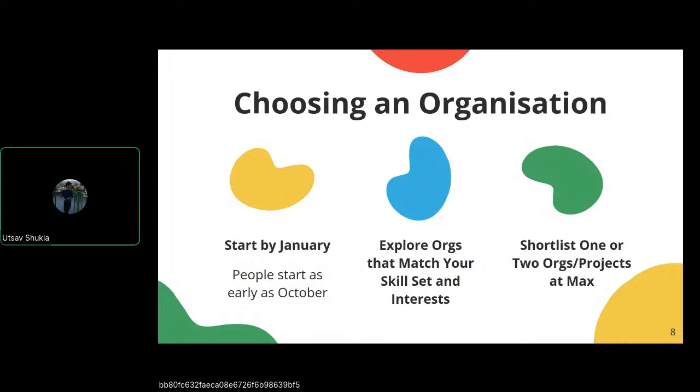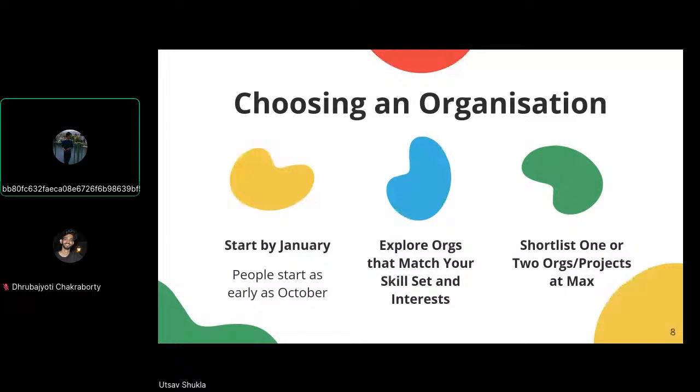After shortlisting based on these two parameters, shortlist one or two organizations at max. Some people contribute to 4 or 5 projects at once. That I don't prefer, because you should stay razor focused on one project. If you find two projects of your interest, then you can submit proposals for two also, but not more than two. Two is a good amount.